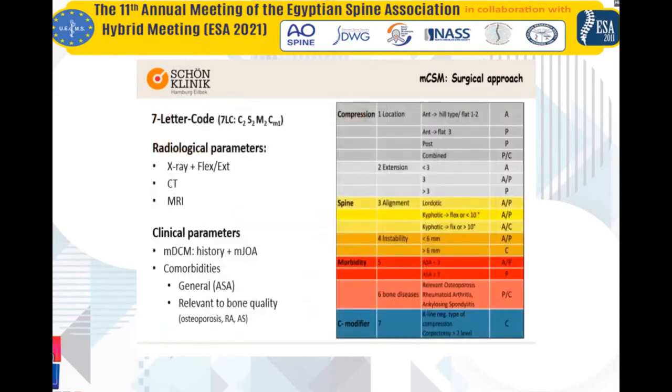I would like to give you an example. Here you can see our 7-letter code. It's important to know the compression, location and extension, so C2.